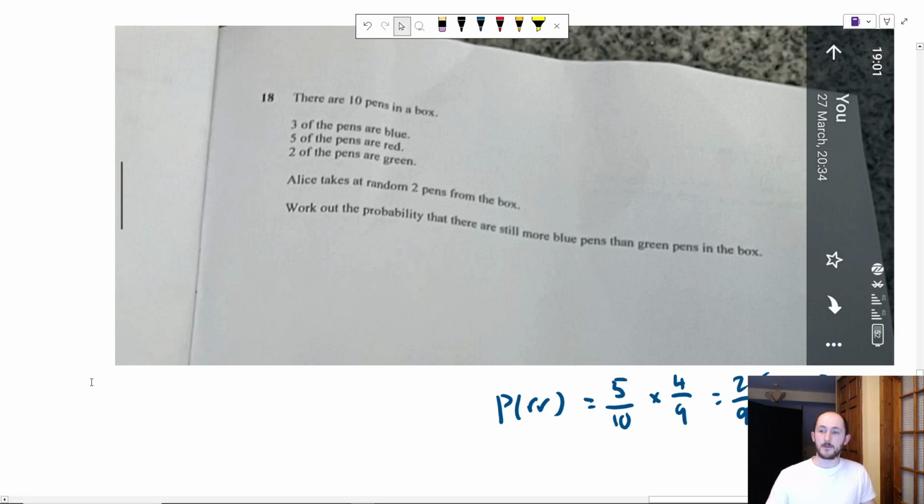Why red? The reason why red is because in the question it says work out the probability that there is still more blue than green. If I take... Oh no, there is another way, yeah. I could take 2 greens as well, or a green and a red.